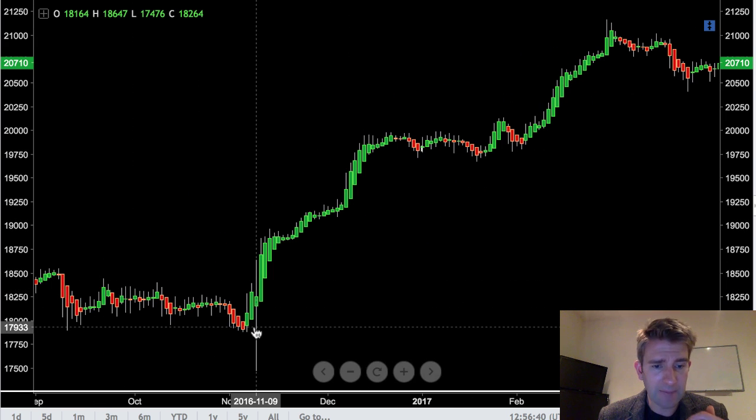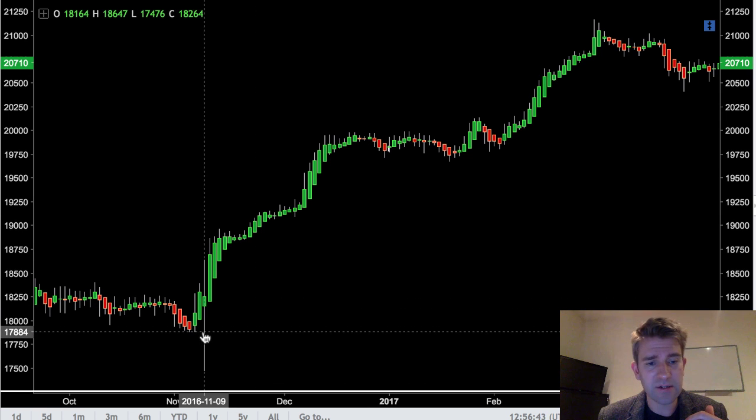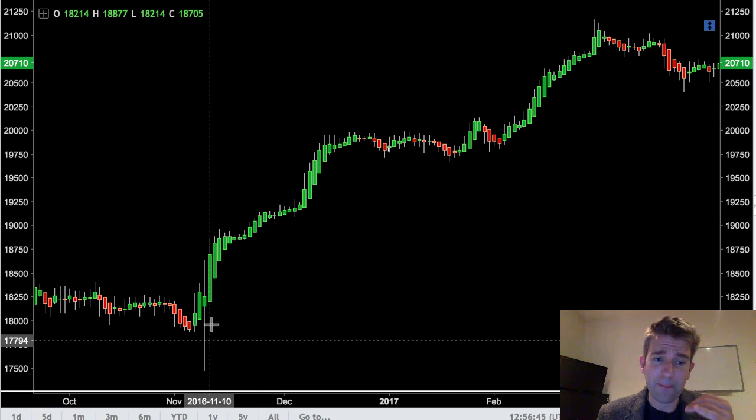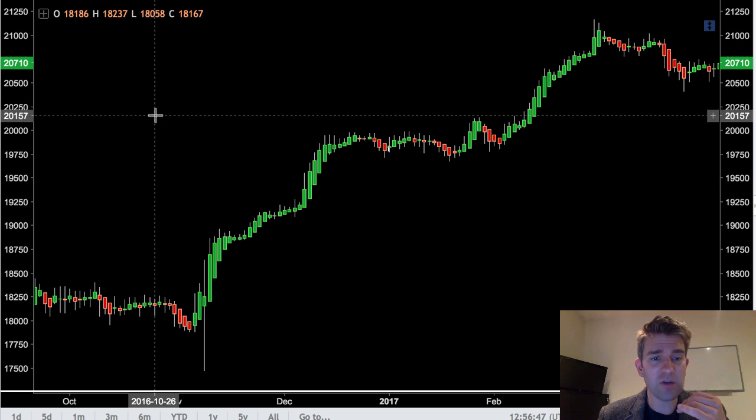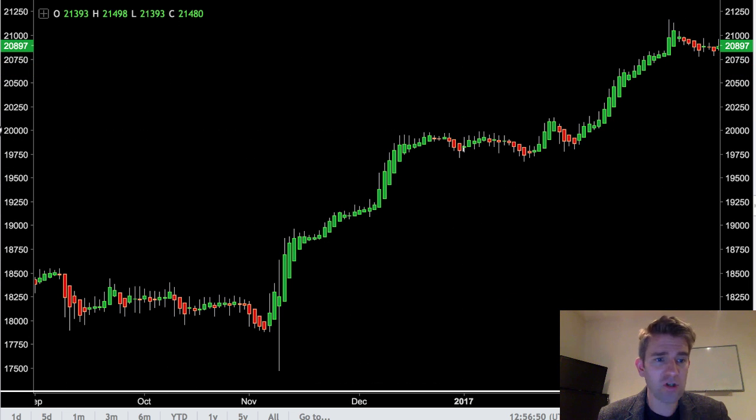This period here back in November 2016, we'll remember it very well, pushed up, and you can see just solid green. This whole section here is just pure solid green.